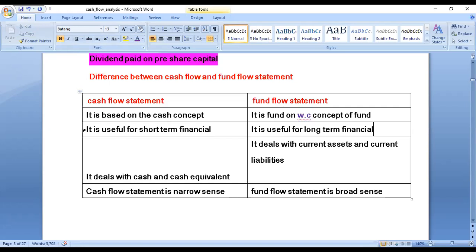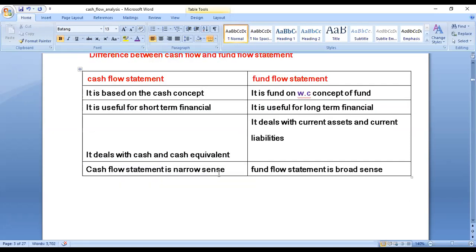Cash flow statement deals with short-term financial resources. Fund flow statement deals with long-term financial resources. Cash flow statement deals with cash and cash equivalents, operating, and current assets and current liabilities. Fund flow statement deals with current assets and current liabilities. Cash flow statement is narrow sense, fund flow statement is broad sense.